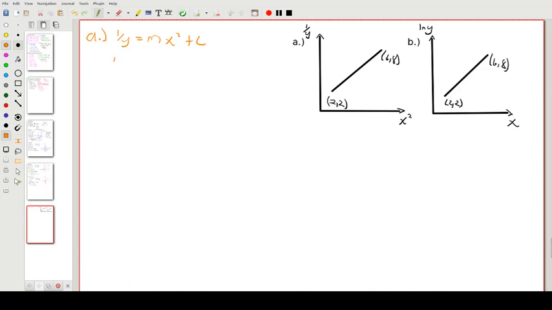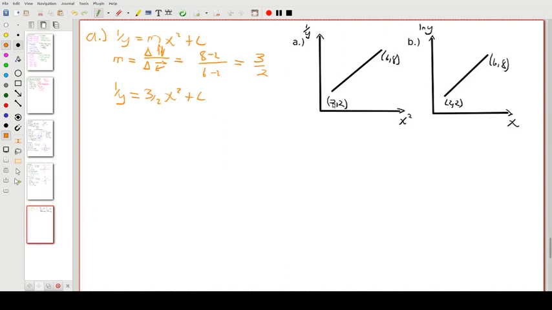So first thing we need to find is the gradient, and the gradient is the change in the vertical divided by the change in the horizontal, right? And in this case we have 8 minus 2 over 6 minus 2, and that gives us 6 over 4, which simplifies to 3 over 2. Right, so far we have 1 over y equals m, which is 3 over 2, times the horizontal axis plus c. And now we can substitute a point in to find the values.